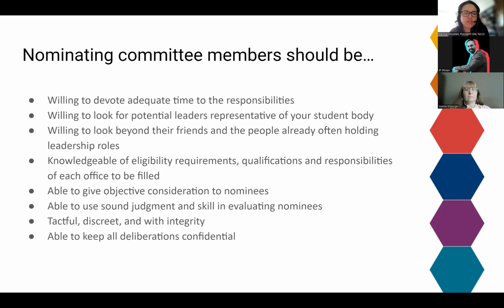You want to make sure that they can hold discussions in confidence, because sometimes people will come to you, saying, "Hey, I see that you're thinking about this person," and they tell you something very personal about that person. You just want to make sure that they're someone who is respectful of confidentiality as well.